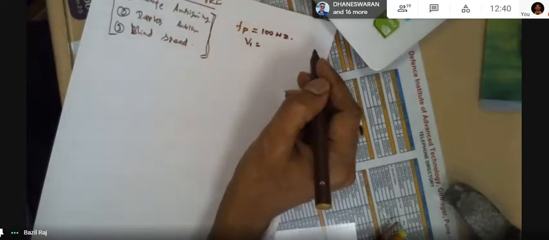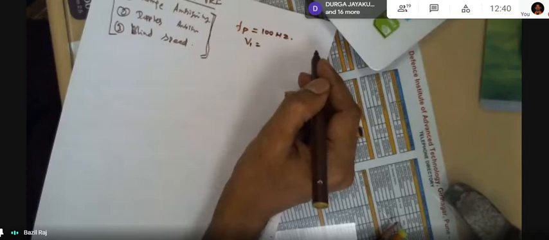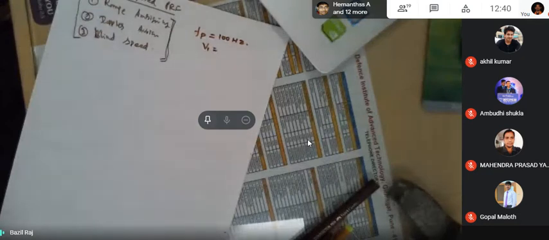What is that, your C-band radar. Okay, look here now, your FP is equal to 100 hertz.